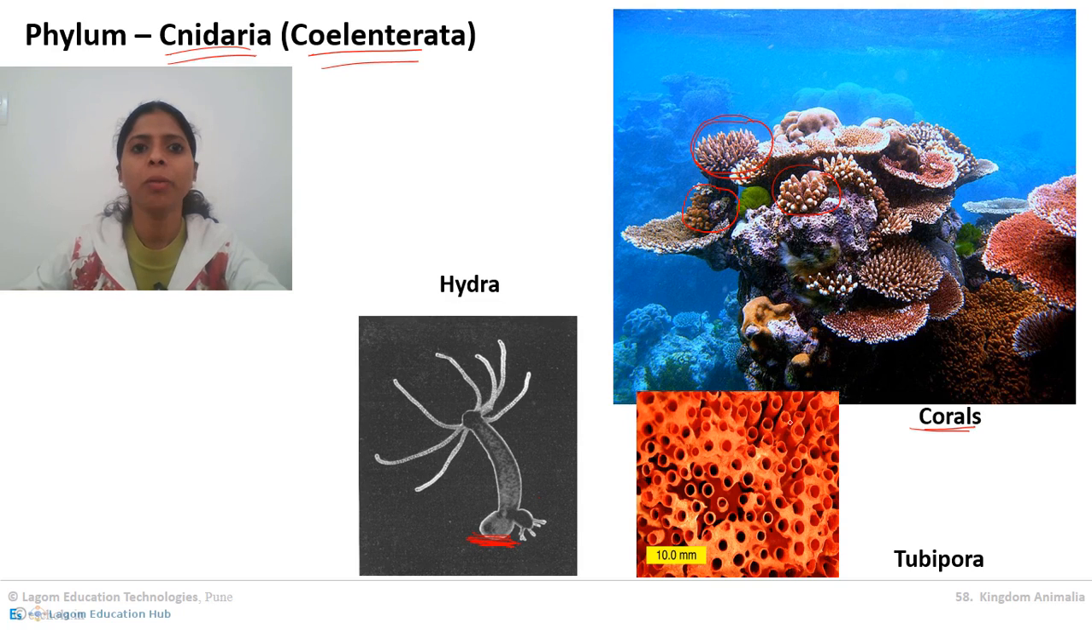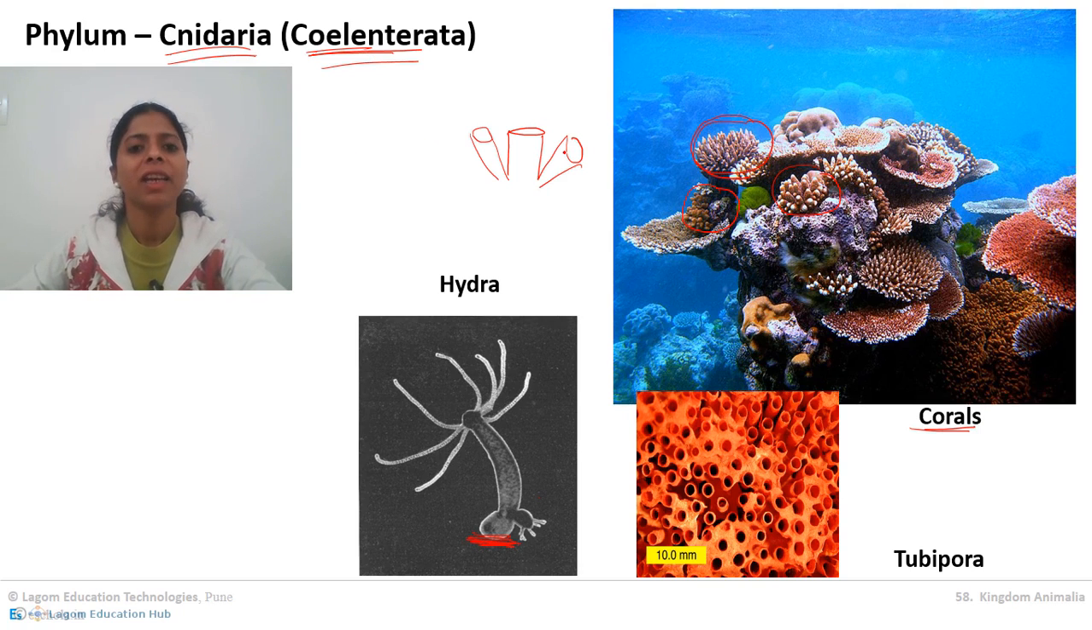Now, Tubipora is also one kind of coral. If you see the individual animal in these corals, they are like cylinders. Individual animal is like this. So initially, as they are cylindrical, they were called Coelenterata. But afterward, scientists realized that not every animal coming under this phylum is cylindrical.